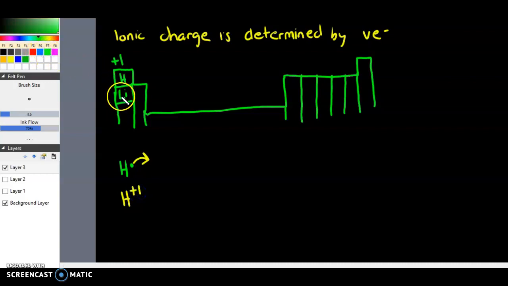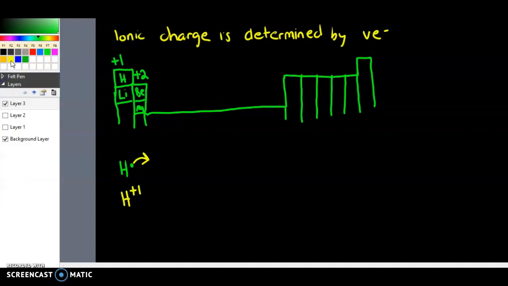If I look in group 2, which starts with beryllium, and then magnesium, and then on down, these are all +2. Like if I look at beryllium, it has 2 valence electrons, 2 extra electrons. It's going to get rid of both of those electrons. So then Be lost 2 negative charges, it's going to be a +2.